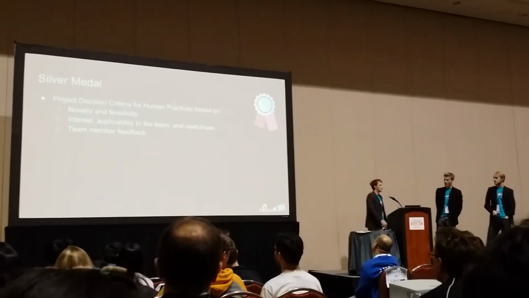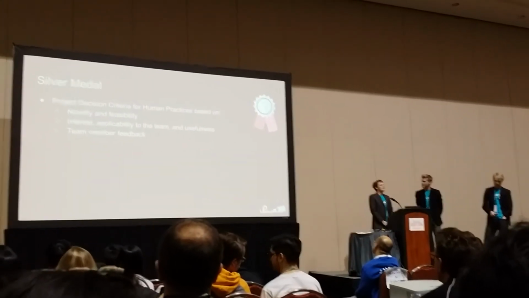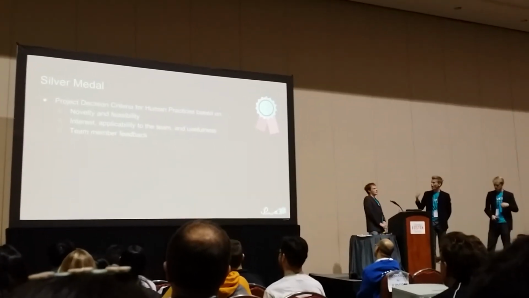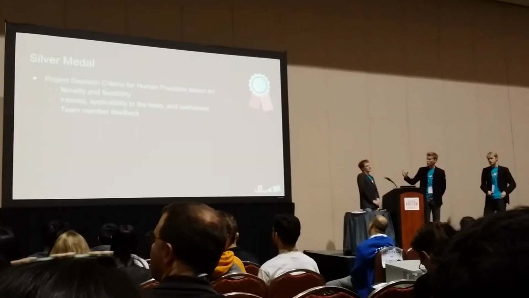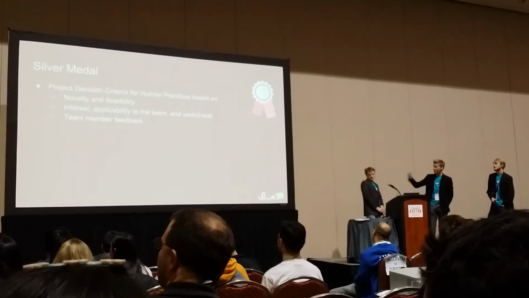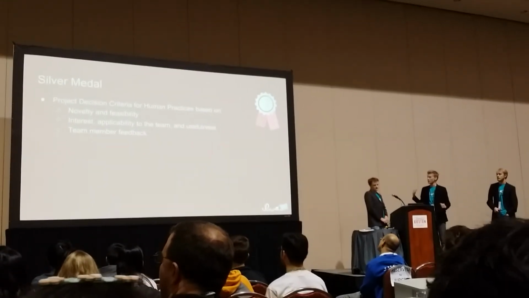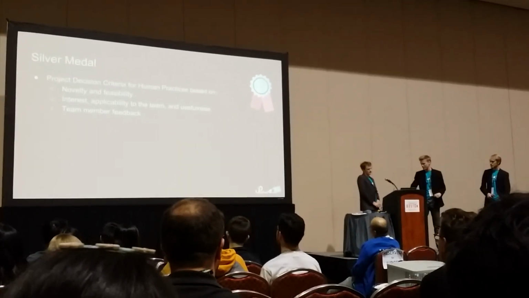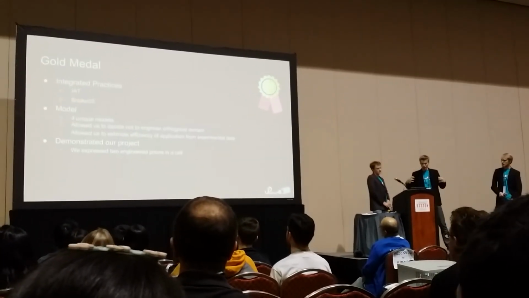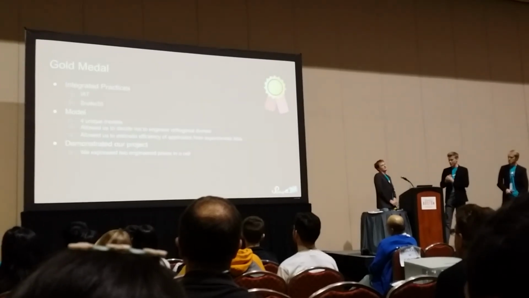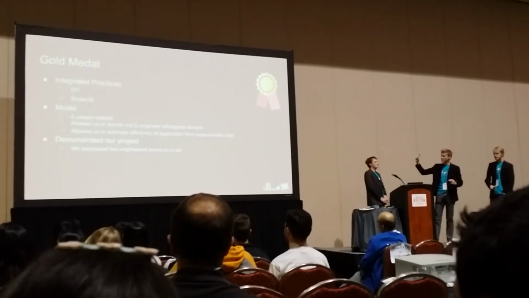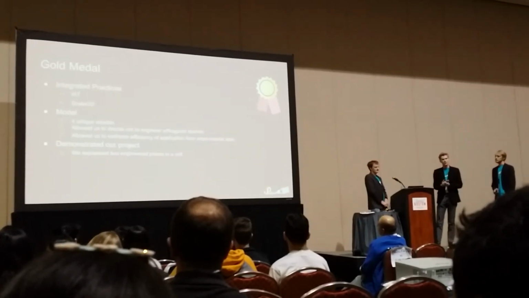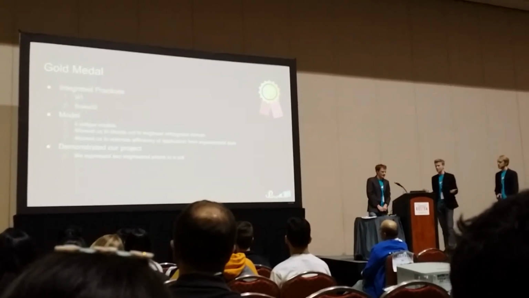In terms of our human practices for our silver medal criteria, as mentioned previously, we had a project design criteria that had different criteria where you can classify novelty or feasibility to determine which project we should choose. This is based on qualitative and quantitative material. For a gold medal, as mentioned previously, we had integrated human practices of our IAT test and also our Snake 35 game in order to help further describe our project as a foundational advance.